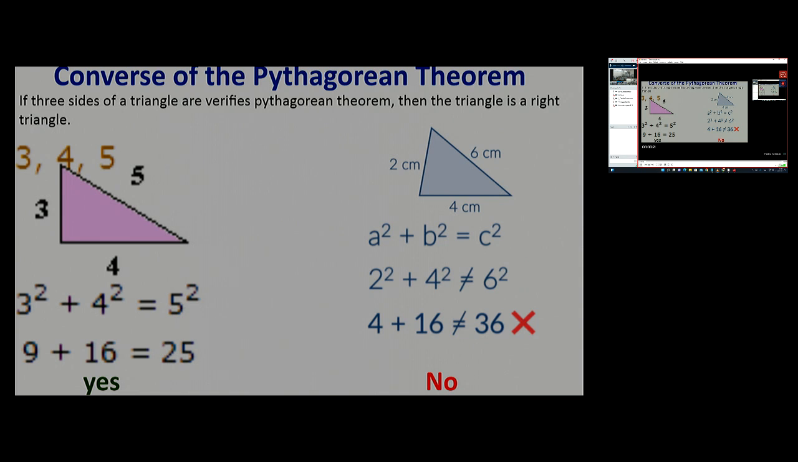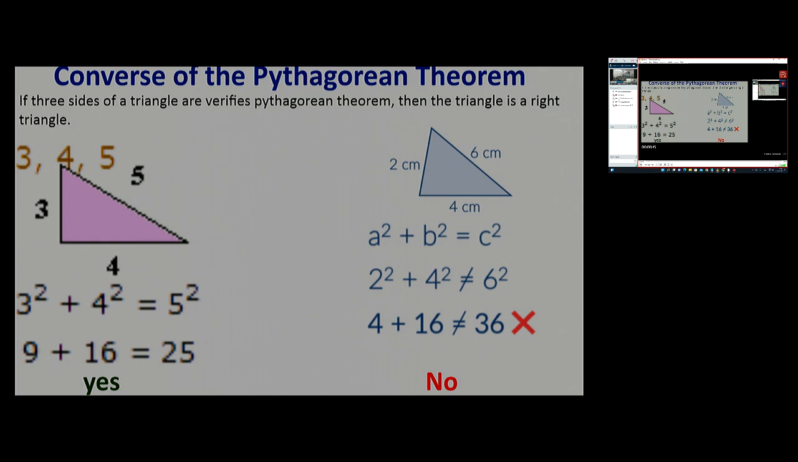Okay? We use the Pythagoras theorem, that is a square plus b square is c square. 9 plus 16 is 25. Right? So this is equal. That means 3, 4, 5, yes, they make a right triangle. Understand? But look at another example.